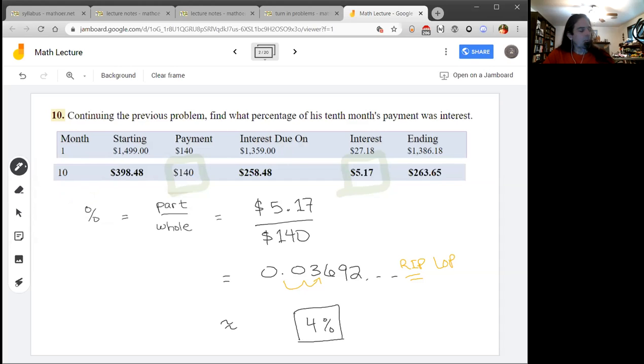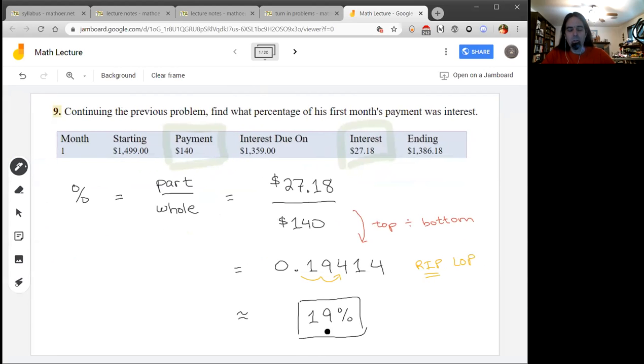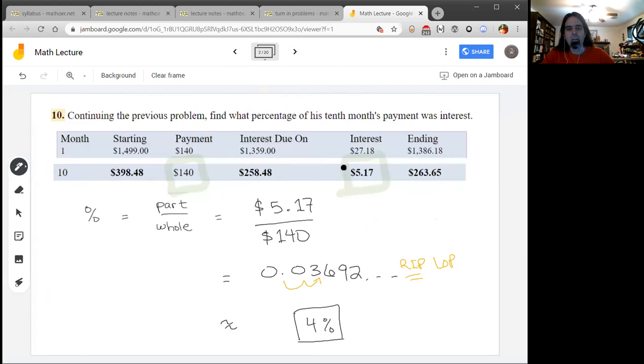And this is how most paying things off work, whether it's mortgages or payment plans at a furniture or computer store or things like that. Early on, a large amount of your payment is interest. And later on, you've paid off so much that very little of it is interest. Almost all of it is actually paying off the debt.